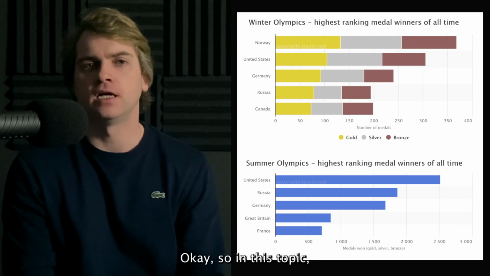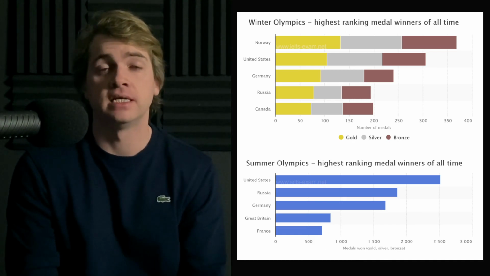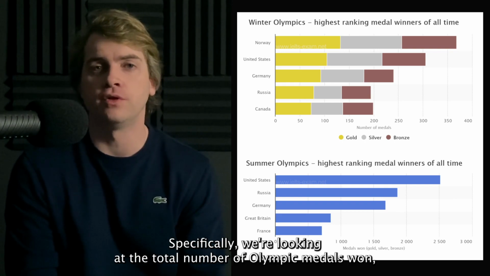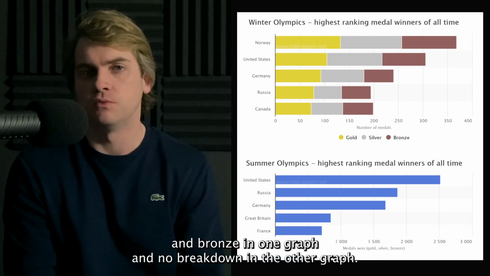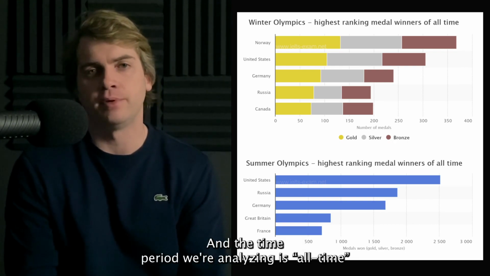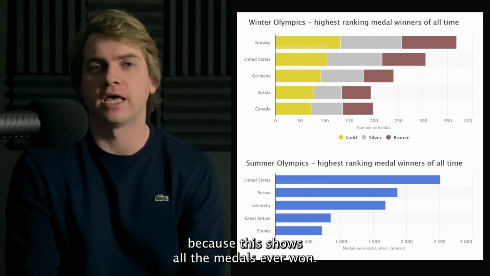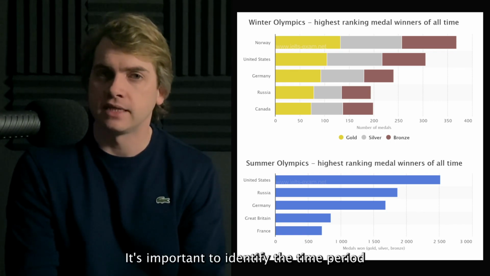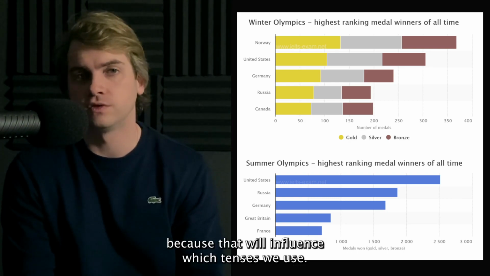Okay, so in this topic, we're looking at 2 bar charts which are comparing total amounts. Specifically, we're looking at the total number of Olympic medals won, broken down by gold, silver, and bronze in one graph, and no breakdown in the other graph. And the time period we're analyzing is all time because this shows all the medals ever won. It's important to identify the time period because that will influence which tenses we use.